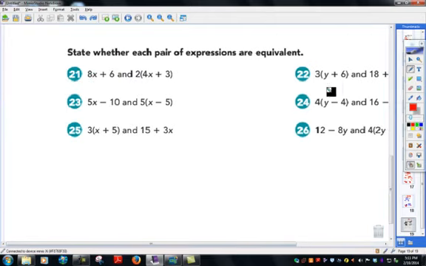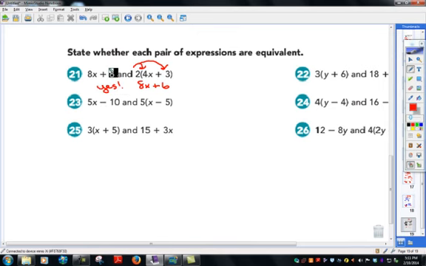This is where it gets a little bit more fun, using the distributive property to expand these. So I've got to expand these by distributing. 2 times 4x would be 8x. 2 times 3 would be 6. Are they equal? Absolutely they are.